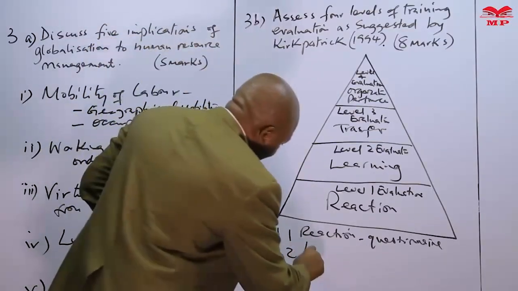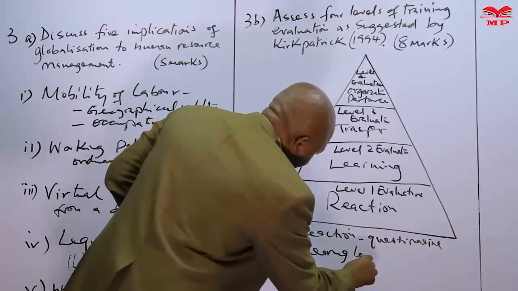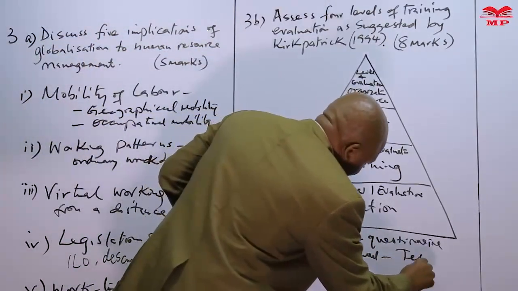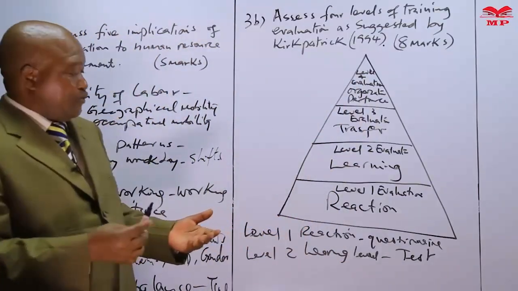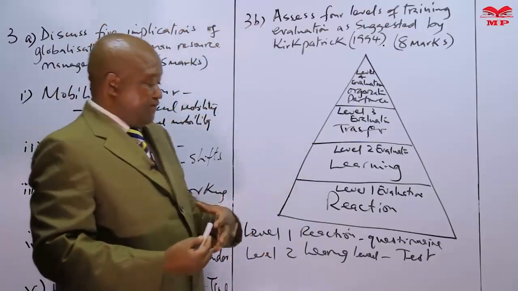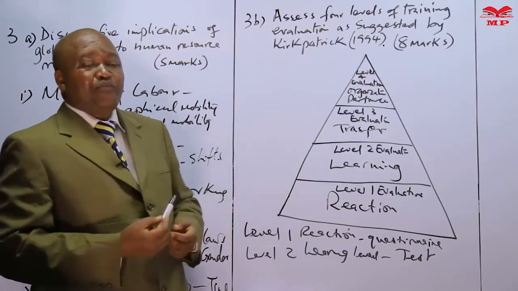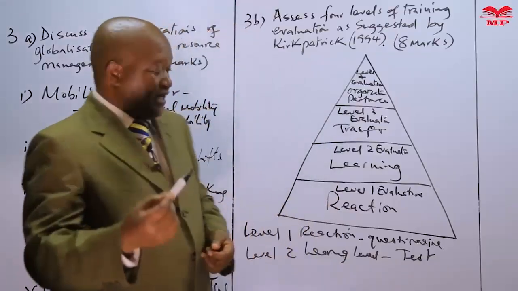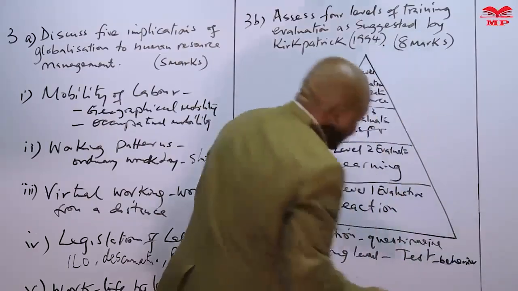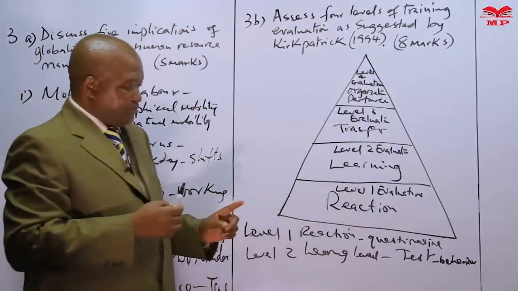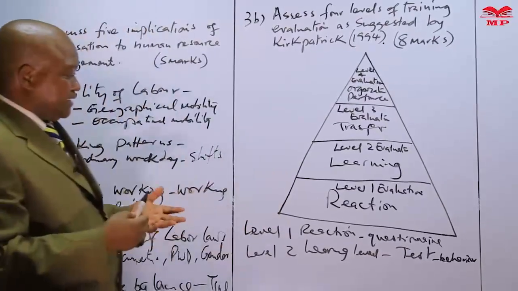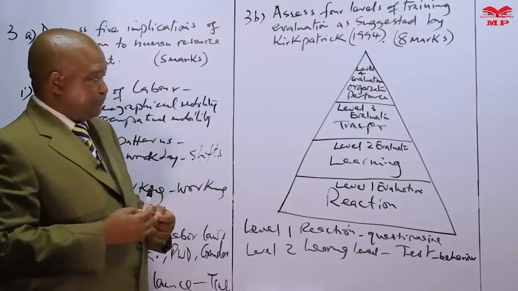When it comes to level 2, which is the learning level, employees can be given a test. For instance, if employees had been taken to a training that requires them to operate a machine, they could be given a machine, and an experienced operator of that kind of machine can observe whether the behavior of that particular trainee who has gone through training meets the thresholds in terms of performance in relation to machine operation.